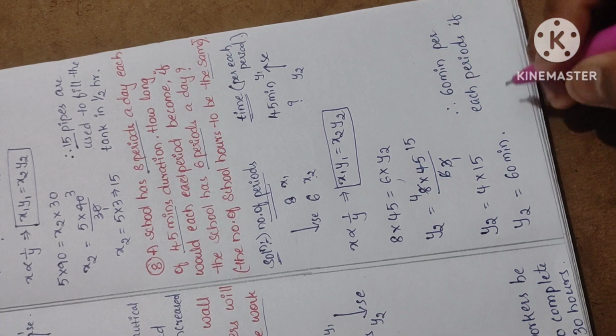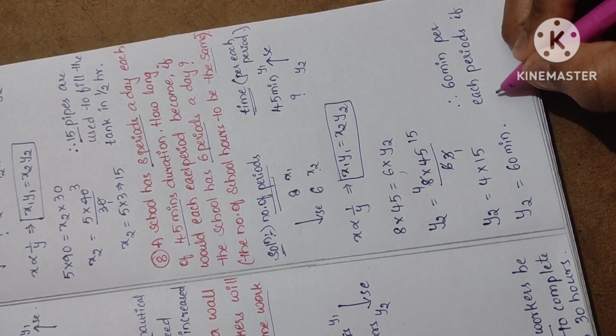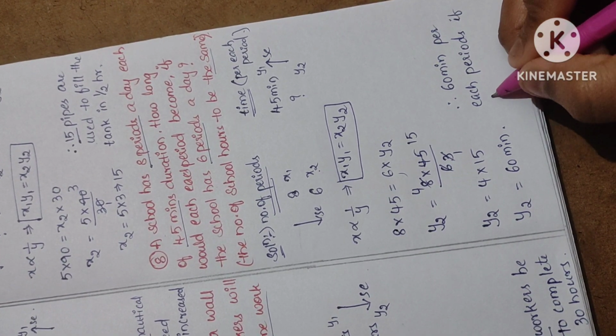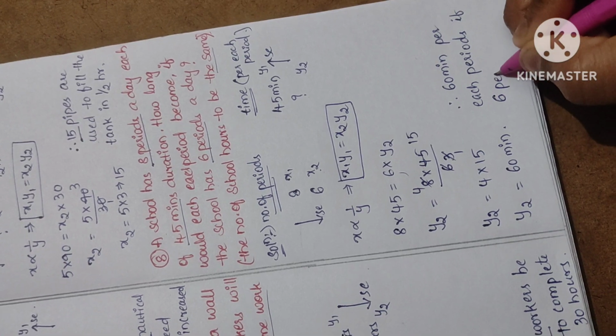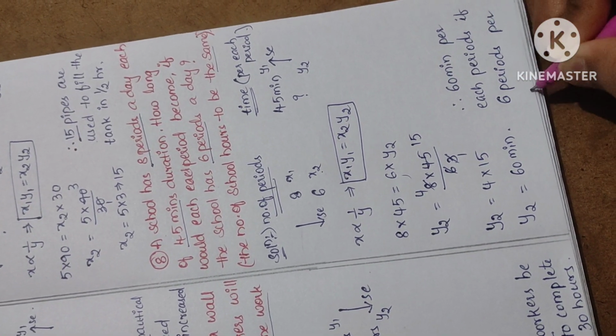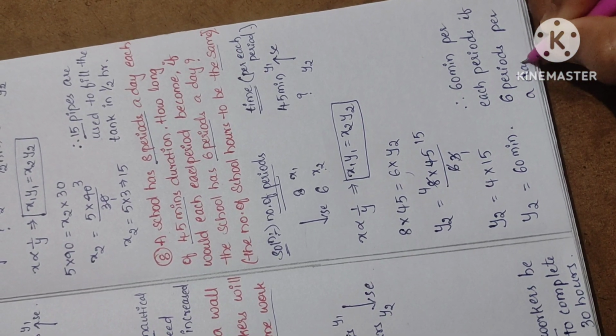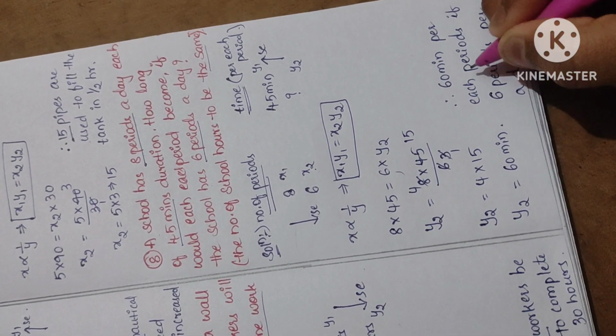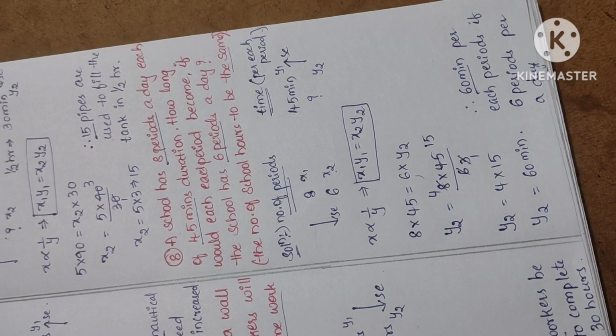So like this we can solve the problems based on that. Either it is in direct proportion or inverse proportion, first we have to find out that. Then we have to substitute the given values. Then we can find out the unknown value of given problem. So this is our today's video.